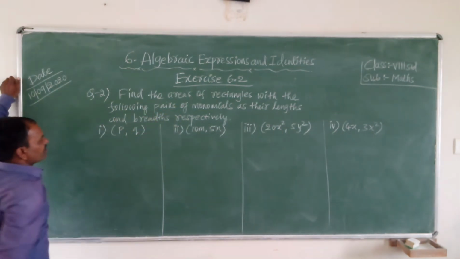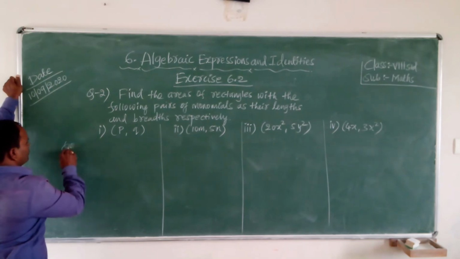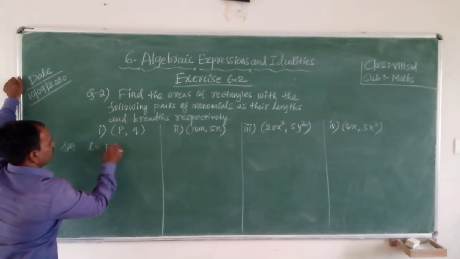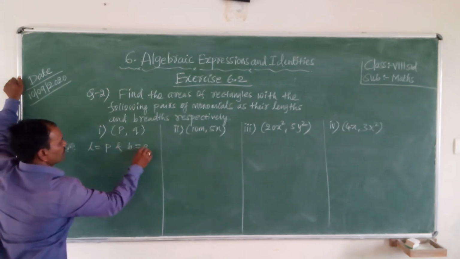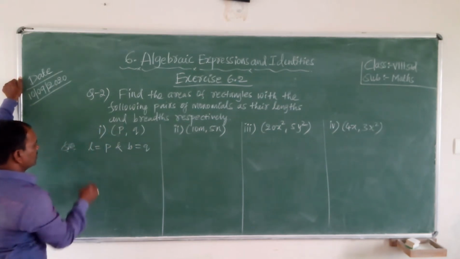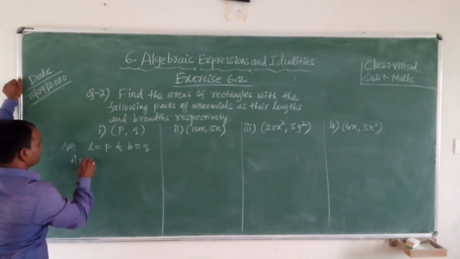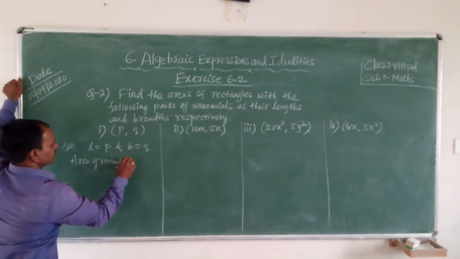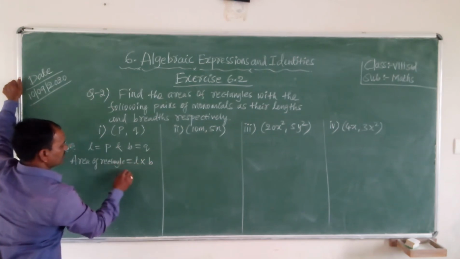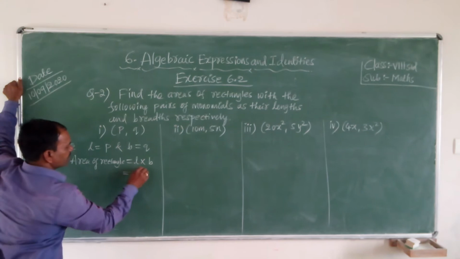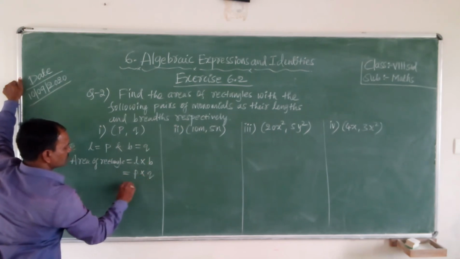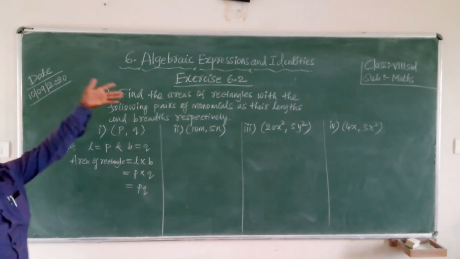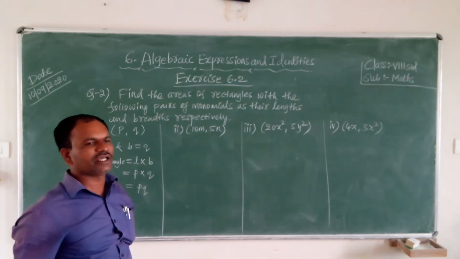So here length is there, breadth is there. What is the area of a rectangle? Sulochana. So length is equal to given P and breadth is equal to given Q. So area of rectangle is equal to length into breadth, P into Q, PQ. This is the answer, my dear students. Nothing inside. So very simple mathematics.